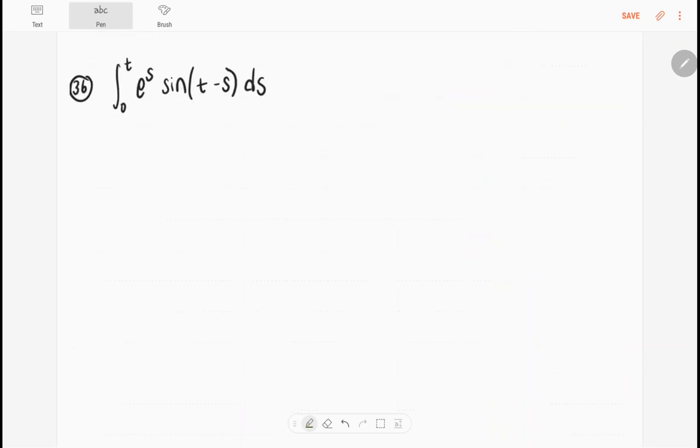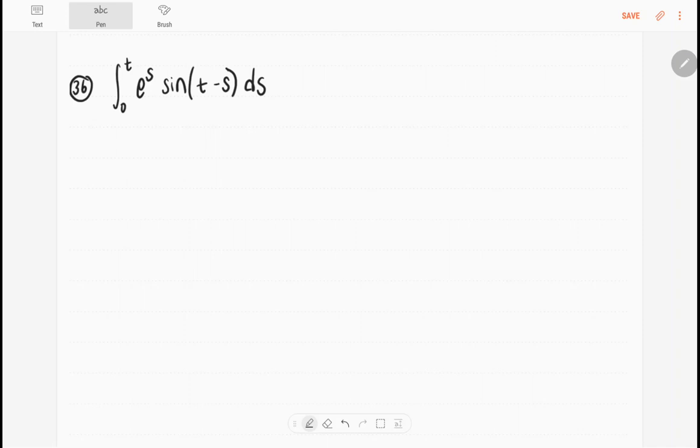Next is number 36. We are still busy with exercises from section 7.1, so we're still using integration by parts. What we want to do now is, once again, choose our u and choose our v.